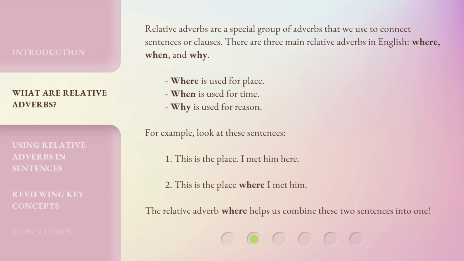For example, look at these sentences. 1. This is the place. I met him here. 2. This is the place where I met him. The relative adverb where helps us combine these two sentences into one.